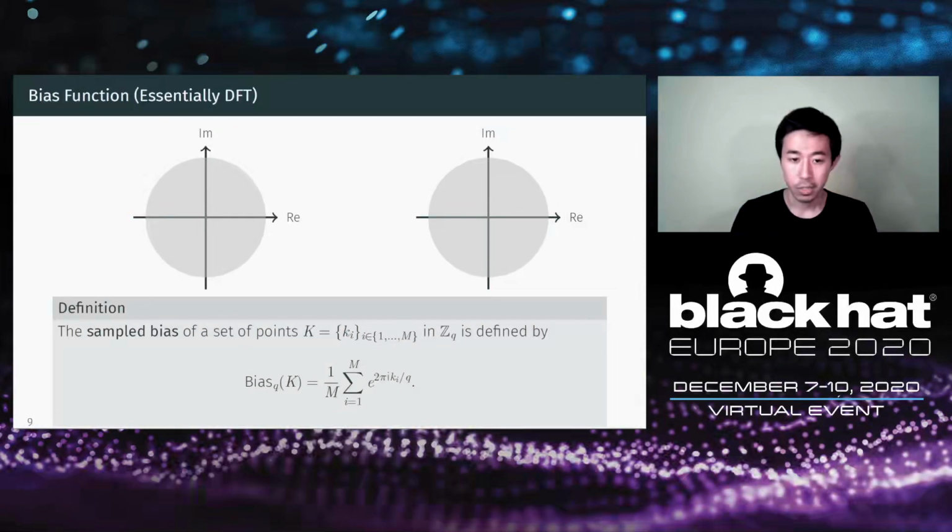So the bias function can be essentially defined in the form of discrete Fourier transform. To get the intuition, it's always better to imagine a complex plane and a unit circle on it. For example, if the nonce k is uniformly distributed, then we can imagine some corresponding vectors to those nonces. And those vectors are uniformly distributed in the complex plane. Then if you take the sum of those vectors, we can expect that the resulting sum is quite small.